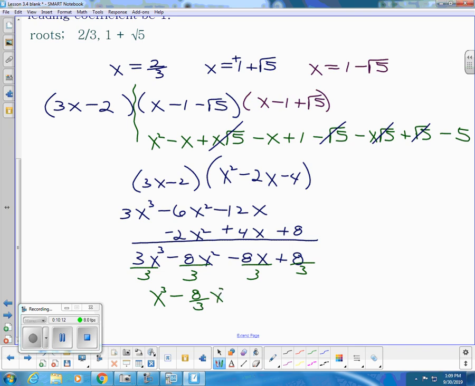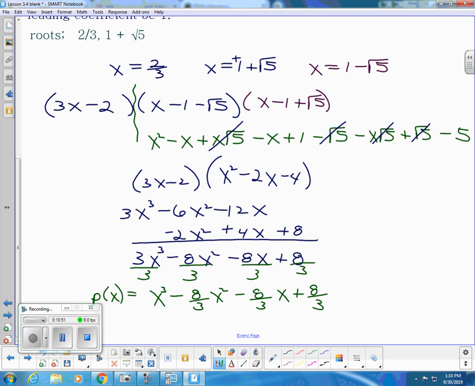Now, if at the beginning instead of writing this factor, I wrote x minus 2/3 and FOILed by it, I would get the same thing. But man, would that be ugly FOILing with fractions. You guys don't like fractions on a good day, right? So use your integer factors, and then if you have to manipulate the leading coefficient, you do it at the end. Make life easy for you. All right, so that's my polynomial.